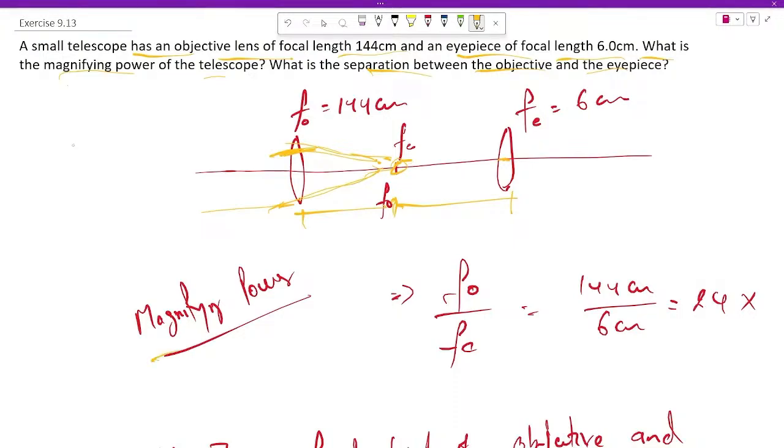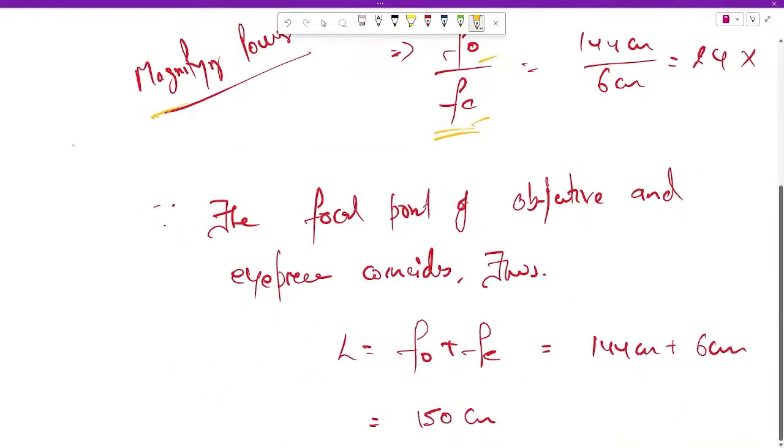Now magnifying power is given by focal length of the objective by focal length of the eyepiece, and substituting the values of 144 and 6 centimeter, we will get a value of 24x. That is, the magnifying power of this telescope is 24x. And the question about the separation between the objective and the eyepiece, so we saw earlier that the separation is given by the addition of these two focal lengths. So it will be 144 plus 6 centimeter, which will give a value of 150 centimeter.